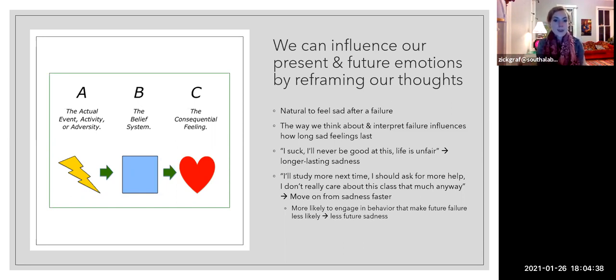So if you interpret the activating event as, this is just another example of why my life sucks and is unfair, or this is just proof that I'm stupid, that's not going to motivate you to try to change it. Could be an example of learned helplessness. If you interpret it as, oh, this means I didn't study hard enough, I should try harder next time, that interpretation is less likely to lead to lasting sadness, and it's more likely to lead to behavior that makes the activating event less likely to happen again.